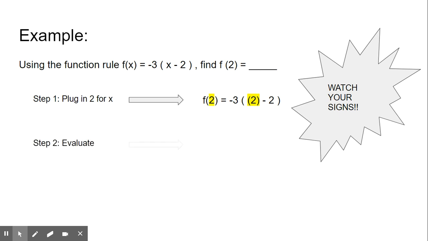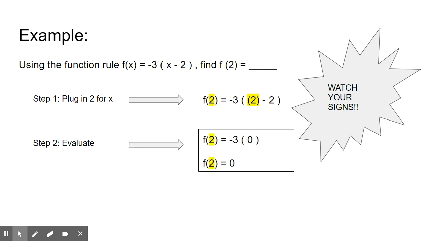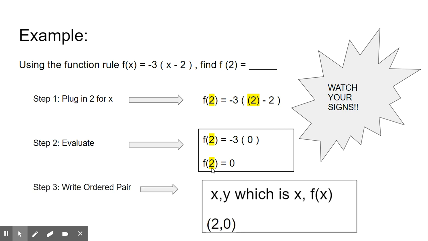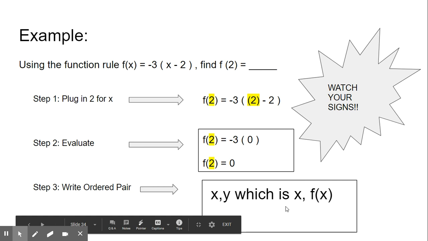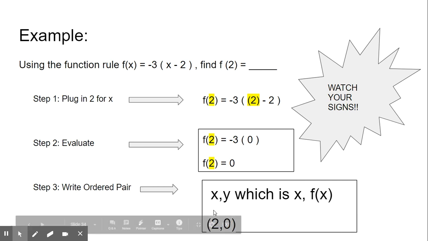So now you're just going to evaluate, okay? So now you have 2 minus 2, which is 0, and the negative 3 times 0 is 0. So you have f of 2 equals 0. Well, think of that as an ordered pair, okay? Remember x comma y, which is x comma f of x. So now you have 2 comma 0 as your ordered pair.